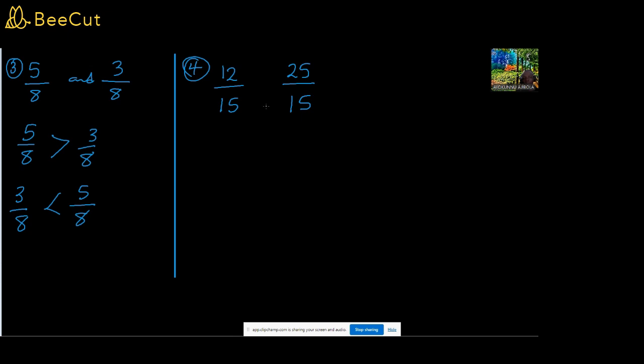Yes, sir. So which one do you think is the bigger fraction or which one is the smaller fraction?